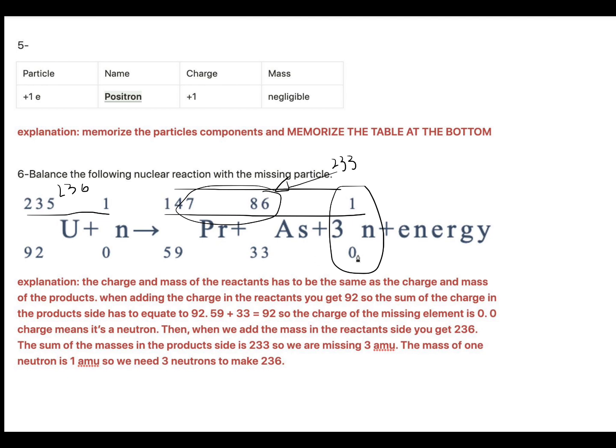Now, to find the missing element, we have to add the charges to find out the charge of the element. This charge right here is supposed to be equal to all of this charge right here. So we do 92 plus 0, which is still 92. So the charge of the product is supposed to be 92. So we do 59 plus 33, and the charge is 92. That means the charge of the missing element is 0. The only thing that has 0 charge is a neutron, which is the hidden element. And the mass of the neutron is 1 AMU. But we need 3 AMU, so we need 3 neutrons, ergo we put the 3 right here.